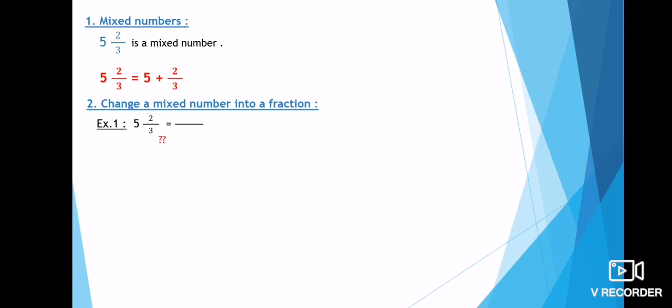Also, you know that this mixed number means it's equal to the sum of 5 with the fraction 2 over 3. Also, let's revise how to change a mixed number into a fraction. I will take the same example, 5 and 2 over 3, and write it in the form of a fraction. To write a fraction we need a numerator and a denominator. The denominator of this fraction is the same as the denominator you see in the mixed number, which is a 3. So copy it.